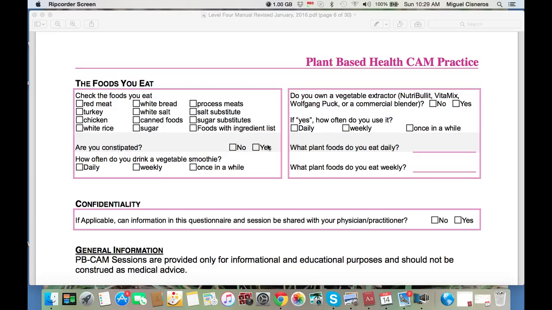It is amazing, and like I say, we will cover in the later part of this chapter some of the cases and what we have seen. So if you do have one of those, if yes, how often do you use it? Daily, weekly, once in a while? What plant food do you eat daily? What plant food do you eat weekly?